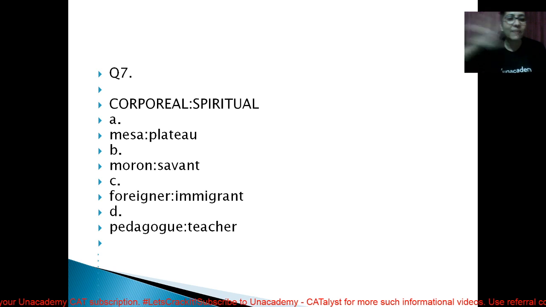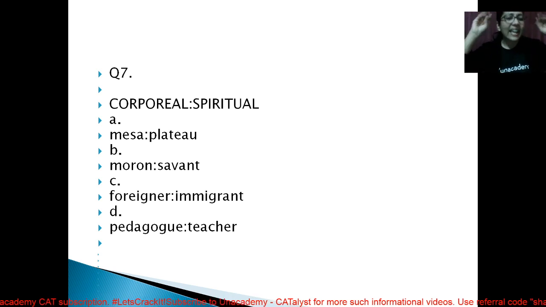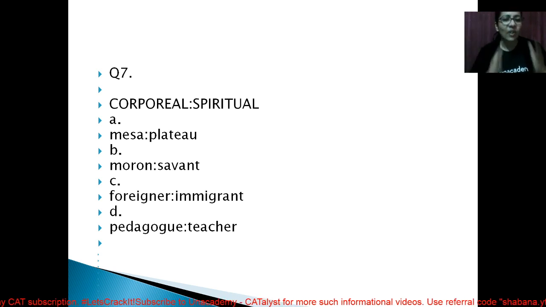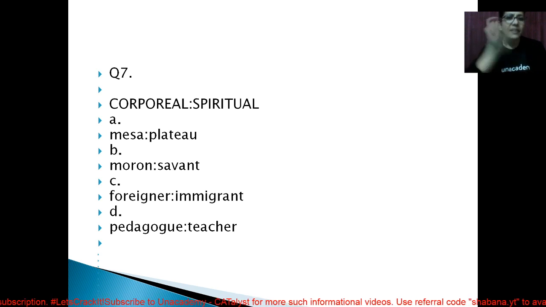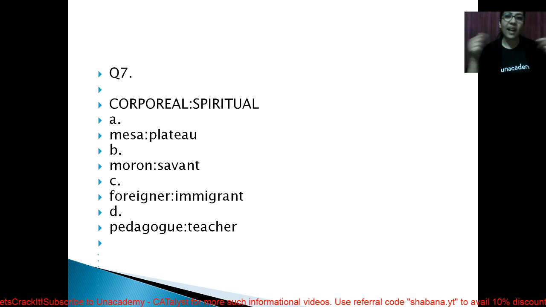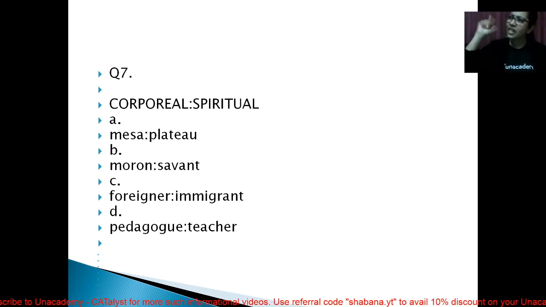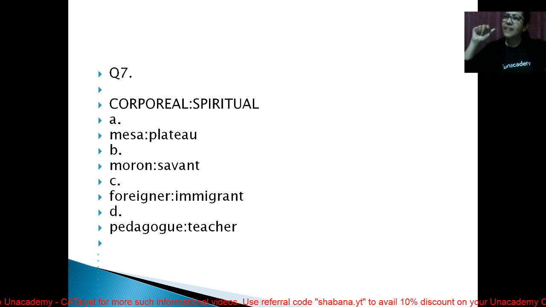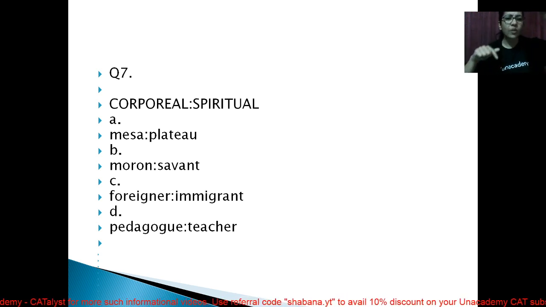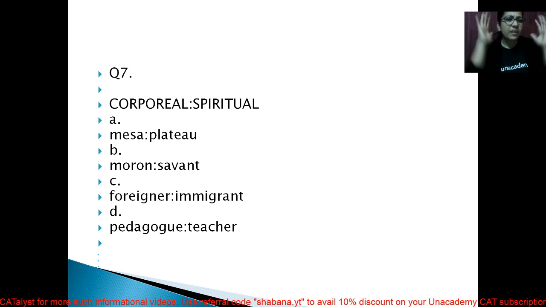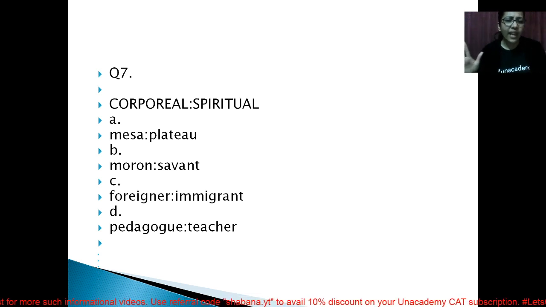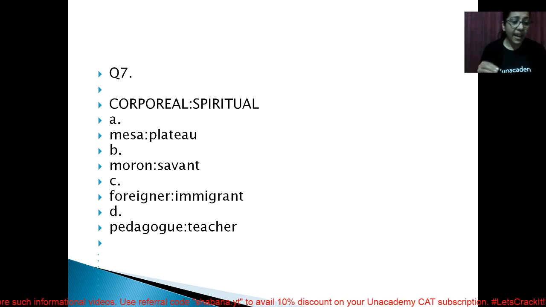Well, once you eliminate C and D, it becomes a little easy to see which of the two is the answer. Even by guesswork, between A and B the answer will come easily. Mesa and Plato, I still remember in geography I had read, Mesa is something related to Plato, something related to top. Opposite doesn't seem right to me. Okay, so it should be Moron and Savant.